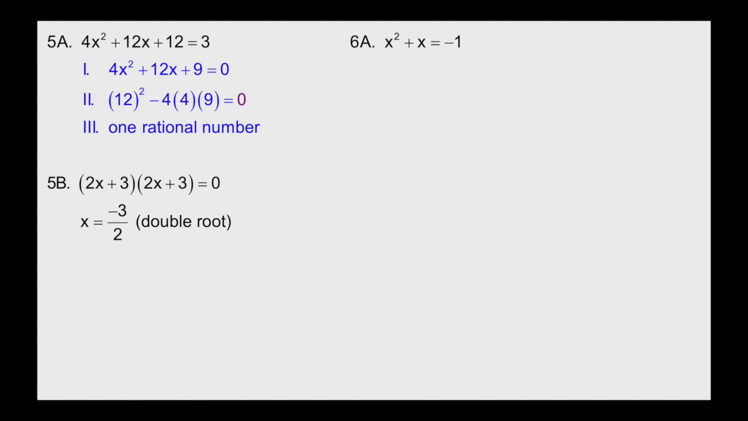So now I chose to do this by factoring. My factors were 2x plus 3 and 2x plus 3. You could have done that with other methods here, but we end up setting that equal to 0, getting negative 3 halves, and it is considered a double root.